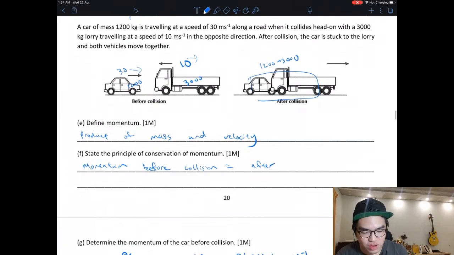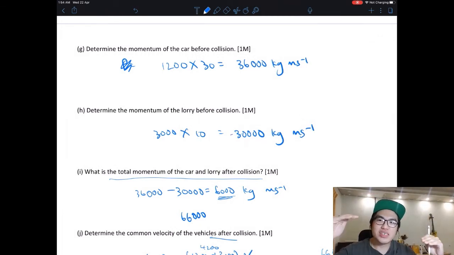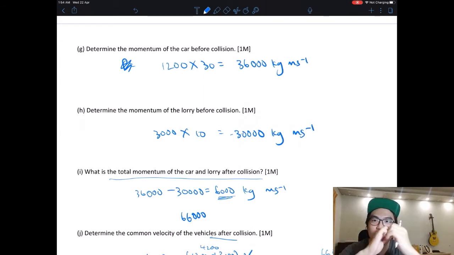So for the lorry, the momentum is actually negative. I didn't talk about this here. Not very important, but good to know. A very fast car and a very fast car, they crash together, they will cancel each other out. It's not like they will add the momentum together. I hope this makes sense.